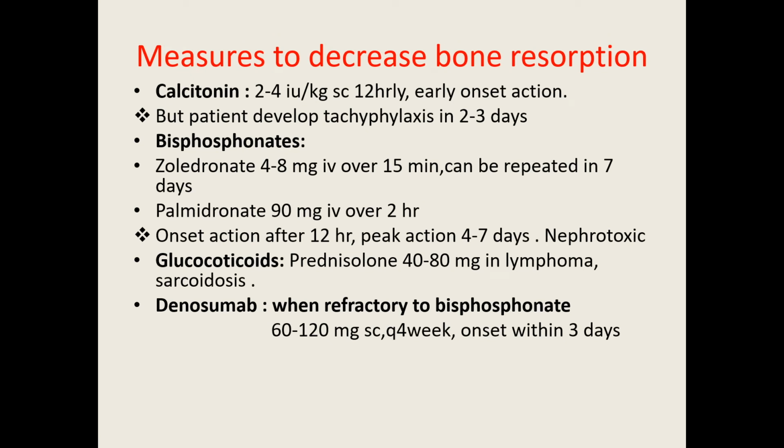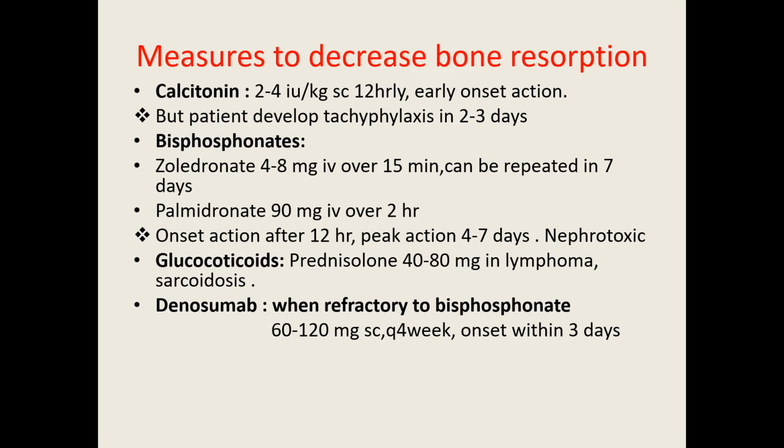Another way is to decrease bone resorption by using calcitonin 2 to 4 international units per kg subcutaneously 12 hourly. It has a rapid onset of action, but the patient develops tachyphylaxis. Second is bisphosphonates. We can use zoledronate 4 to 8 milligram IV over 15 minutes, which can be repeated in 7 days, and pamidronate 90 milligram IV over 2 hours. It is a single dose. The onset of action of pamidronate is after 12 hours, with peak action in 4 to 7 days.